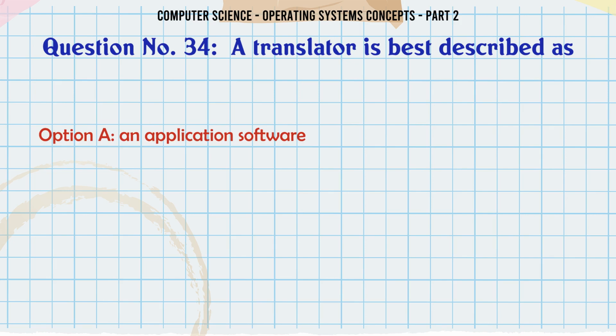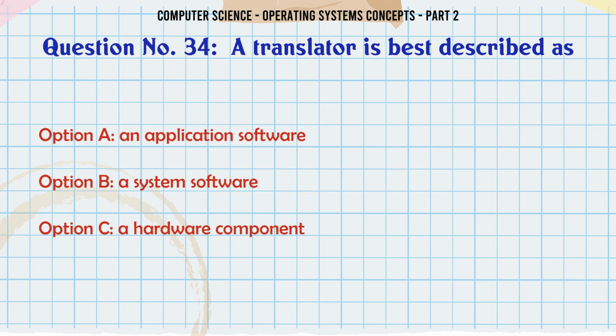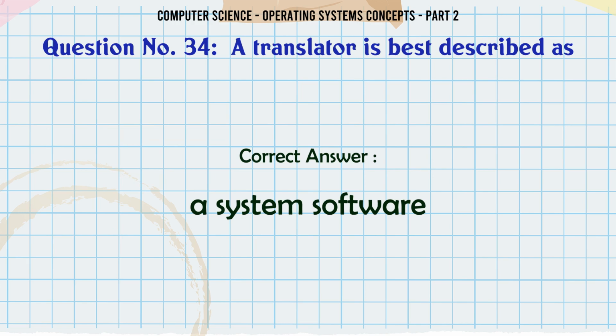A translator is best described as A. An application software, B. A system software, C. A hardware component, D. All of the above. The correct answer is a system software.